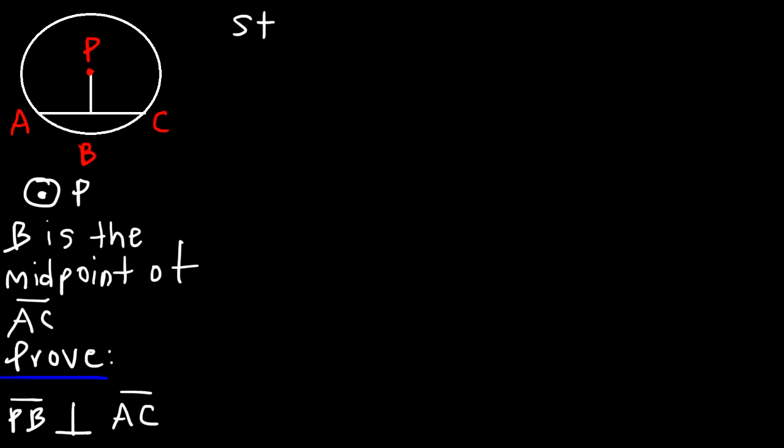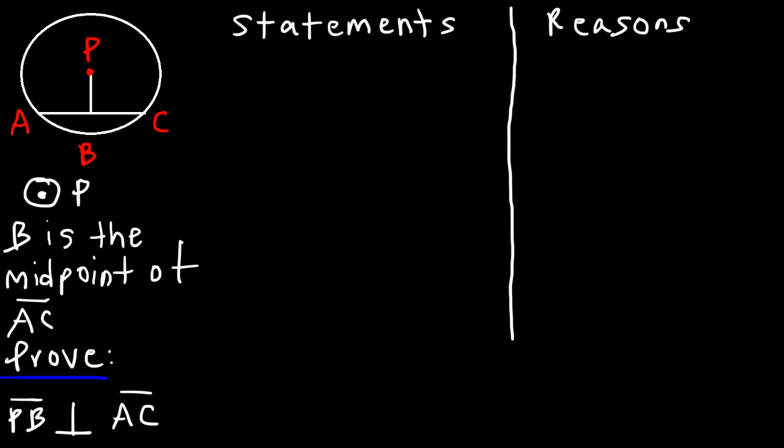So let's create a two-column proof. Statements and the reasons behind them. So now, how can we prove that those two segments are perpendicular? What can we do? In order to prove that PB is perpendicular to AC, we need to show that these two are right angles. If they're right angles, then the two lines are perpendicular to each other.